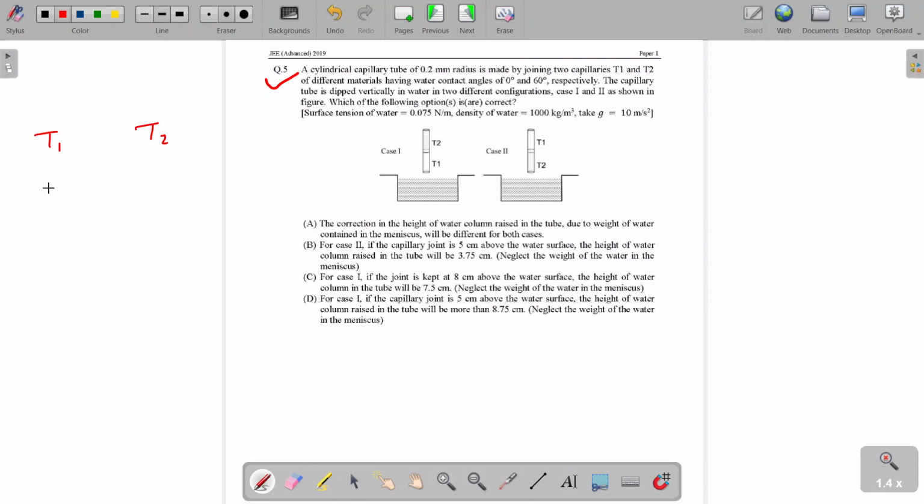We are given that the surface tension of water is some S, density is rho, and the angle of contact is different in both the capillaries, theta1 and theta2. So this is a property of a fluid. A fluid forms different angles of contact with different kinds of materials it is in contact with, even though the fluid is the same. So what is the height which the capillary will see the fluids rising to in it?